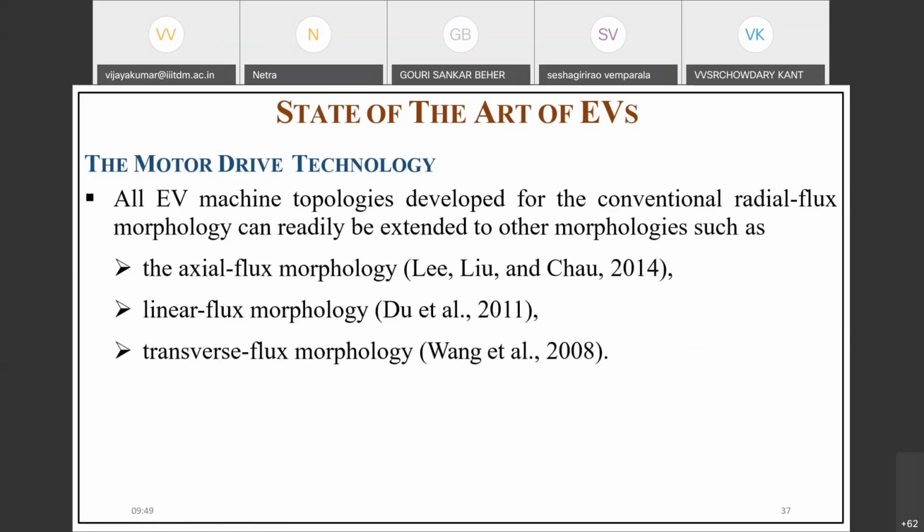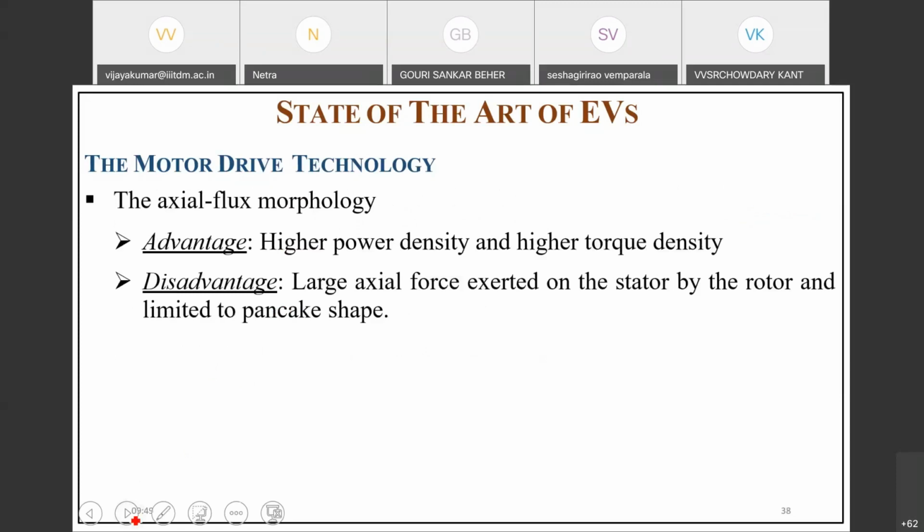Along with the radial flux morphology, there are a lot of EV machines that come up with axial flux, linear flux, and transverse flux. Normally, you can refer to these authors' papers to learn the types of morphology. Normally, radial flux machines are used in all the EVs. But people are working on axial flux and linear flux, while transverse flux is not suitable for commercial application. It's still very tough in real-time implementation. So people are focusing on radial flux with axial flux or linear flux morphology. There are advantages and disadvantages with each morphology.